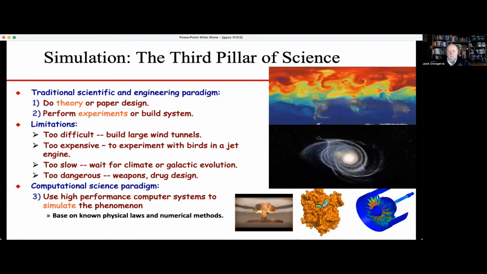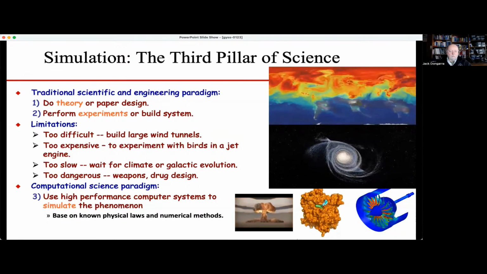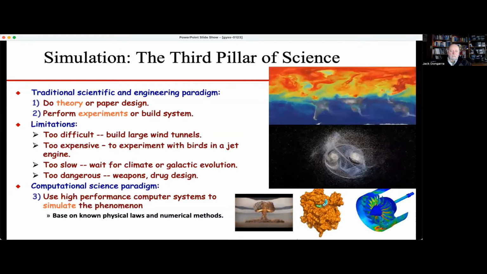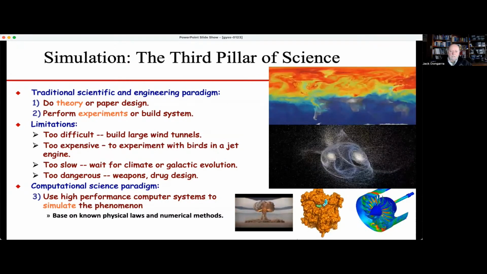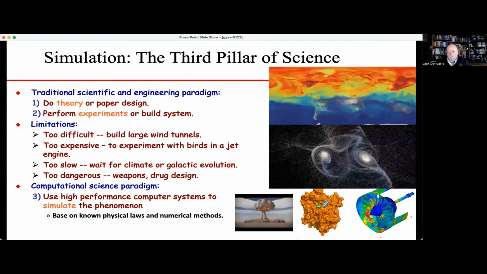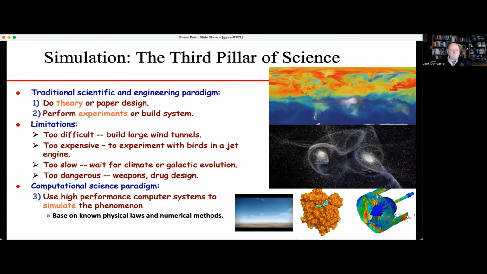If we want to understand how the climate's going to evolve in the future, we could wait and see, but more importantly, we can conduct a simulation of that climate through a model that's been developed, and that will give us insight as to what's happening given the conditions that we have today.